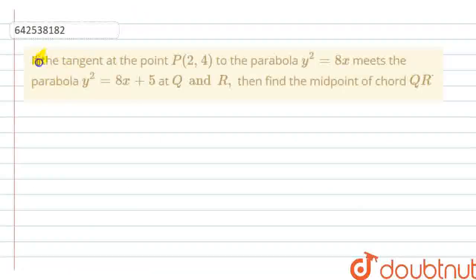Hello everyone, so the question is, if the tangent at the point 2,4 to the parabola y square is equal to 8x meets the parabola y square is equal to 8x plus 5 at points Q and R, we need to find the midpoint of the chord QR.